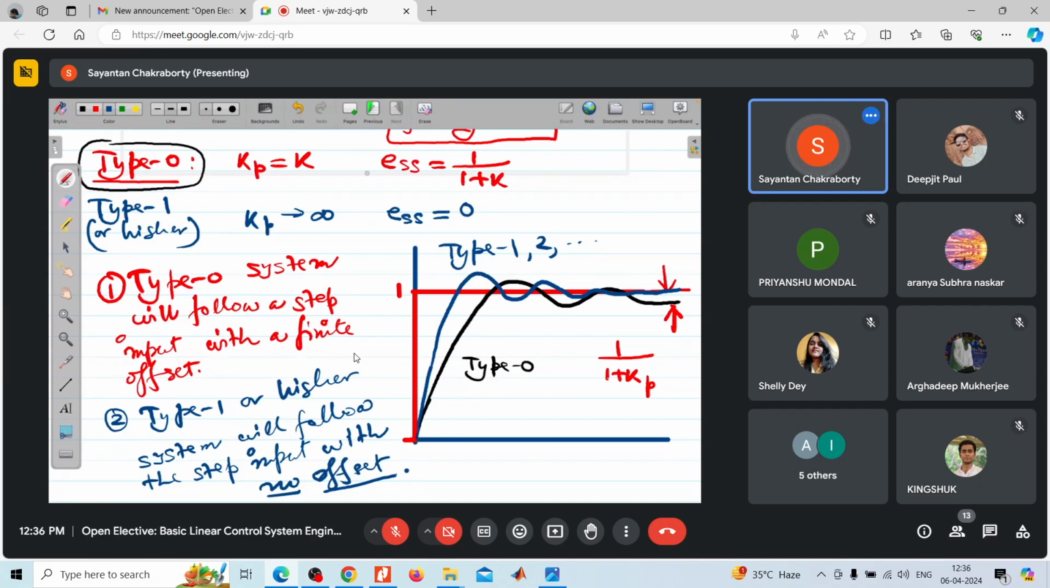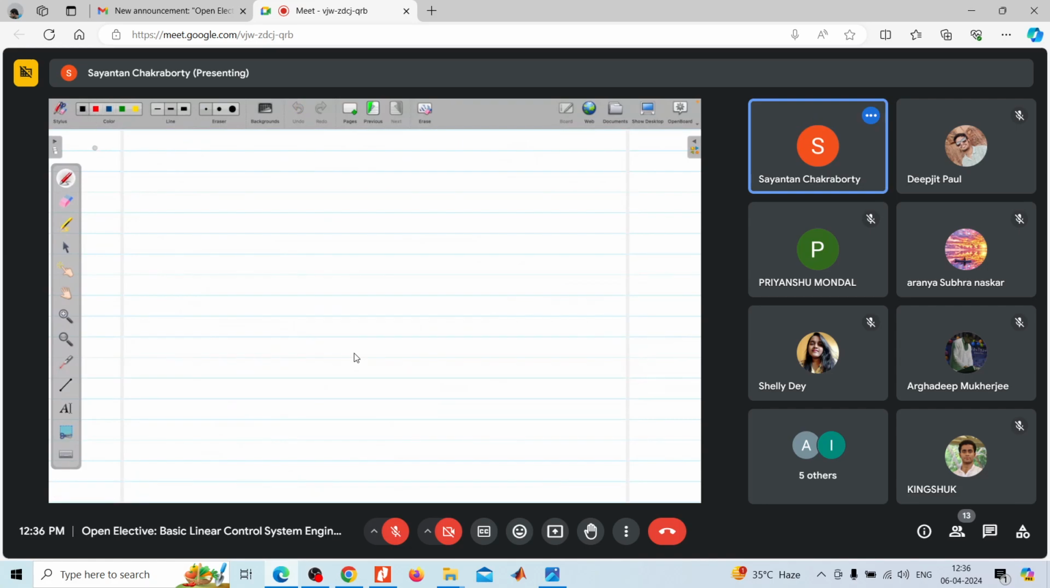Now let us consider the next, a ramp input. So if the step signal is a position, then a step change in the demand of the position, the ramp signal means there is a constant slope in the demand of the position. That means it's a velocity reference, right?